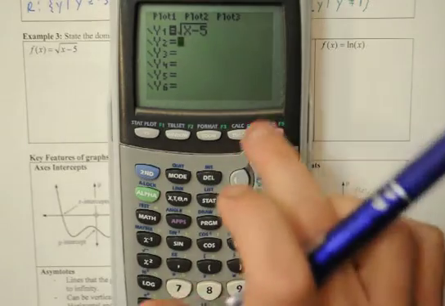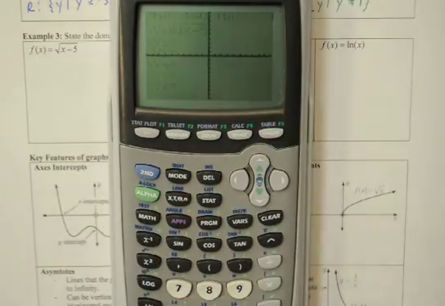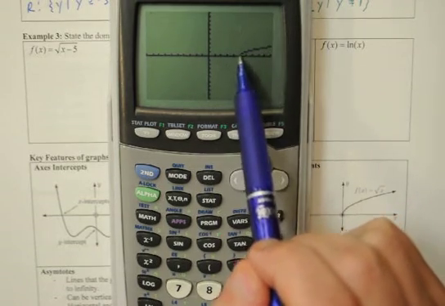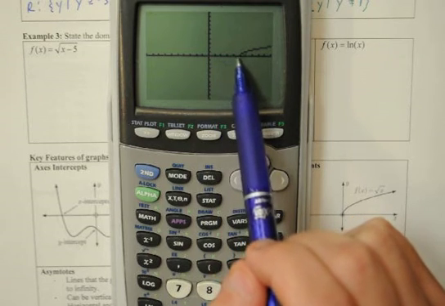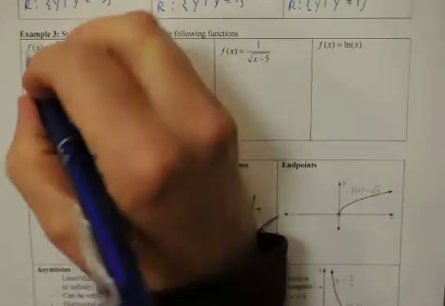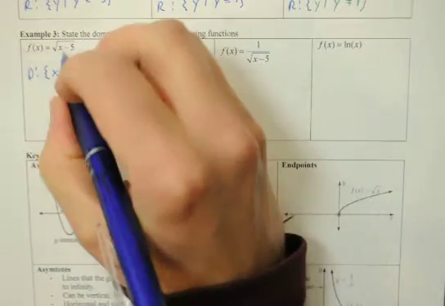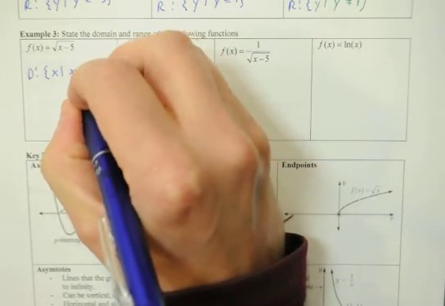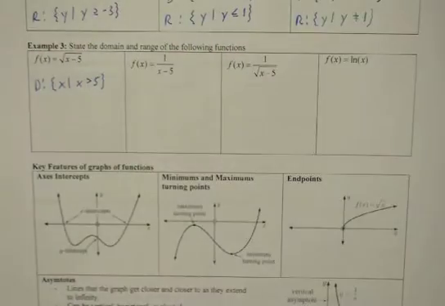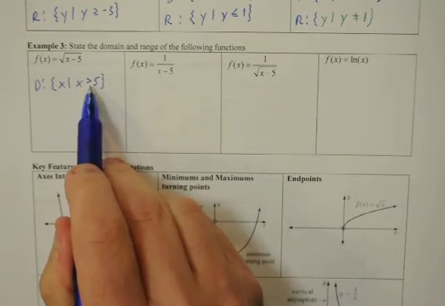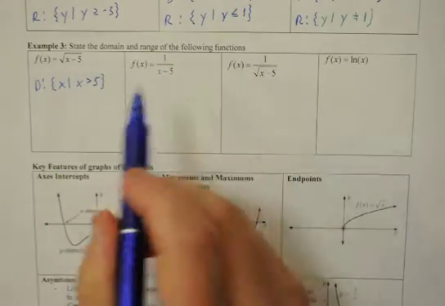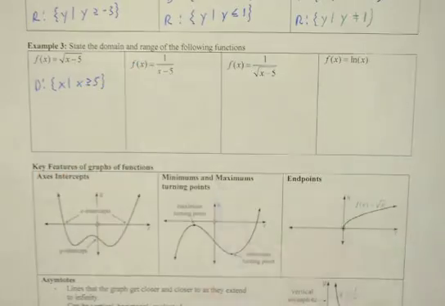Let's go ahead and look at what's happening here. Graph. There it is. And it looks like it starts at 5. 1, 2, 3, 4, 5. It starts at 5, and it's just going to go forever. So the domain is X such that X is greater than or equal to 5. Now you have to ask yourself, can I be equal to 5? Can you plug in a 5? What's 5 minus 5? 0. Square root of 0 is 0. So when you plug in 5, you do get out a value. So you can be equal to 5.